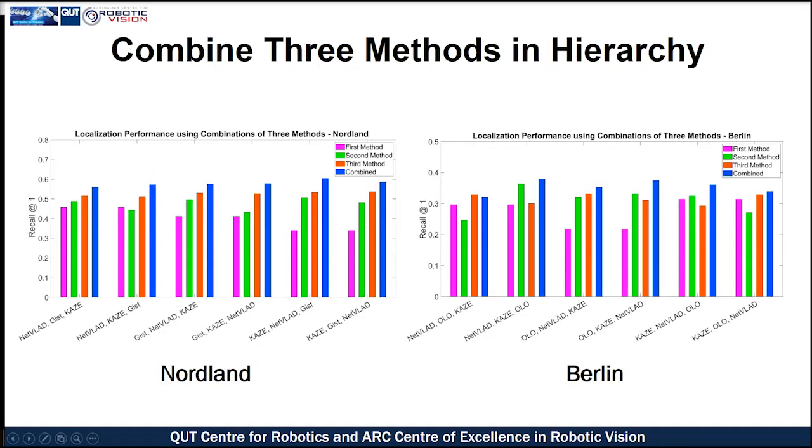In this slide, we continue the experiments with 3 localization techniques in a hierarchical structure, and a considerable improvement with this technique is observed for the Norland dataset when going from the first method through the second to third, and then finally to the multi-tier.